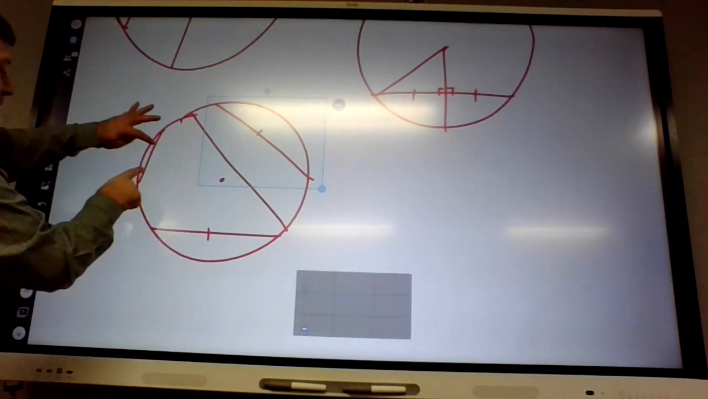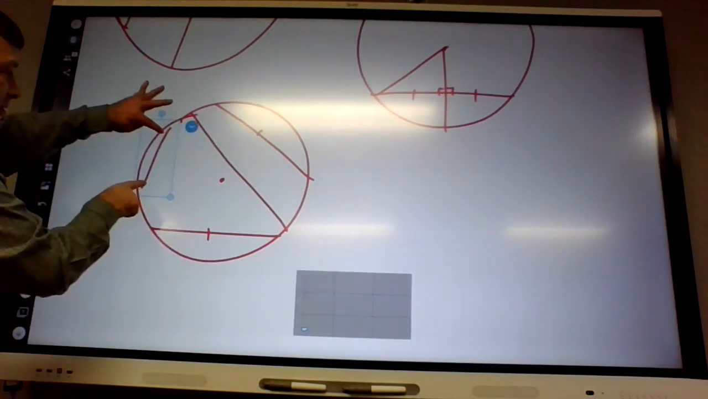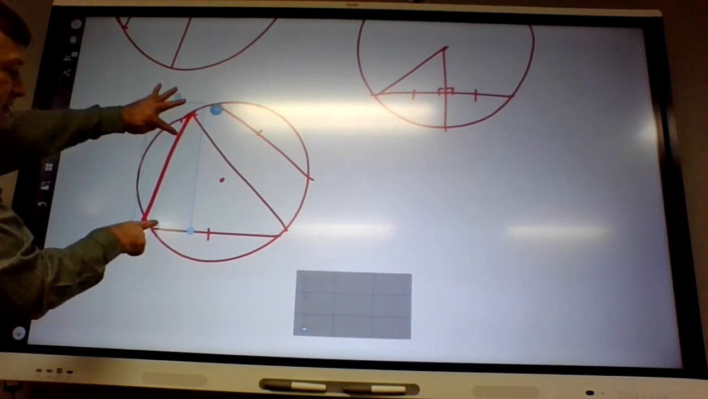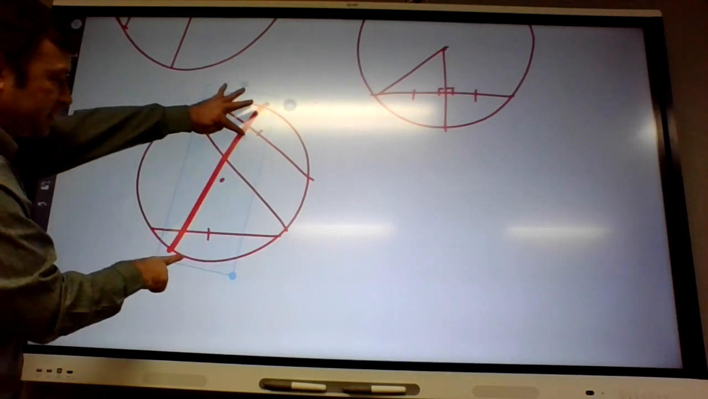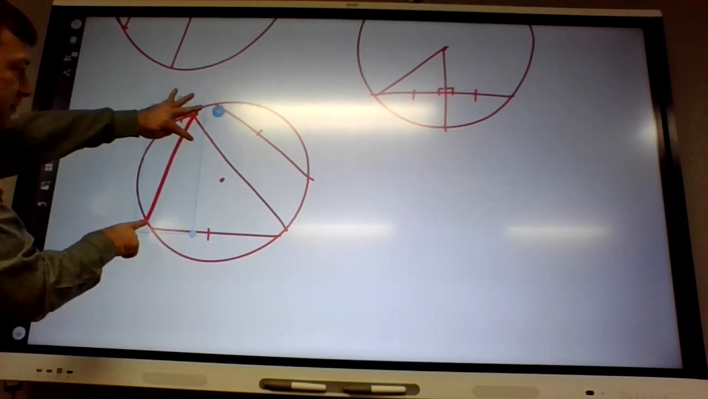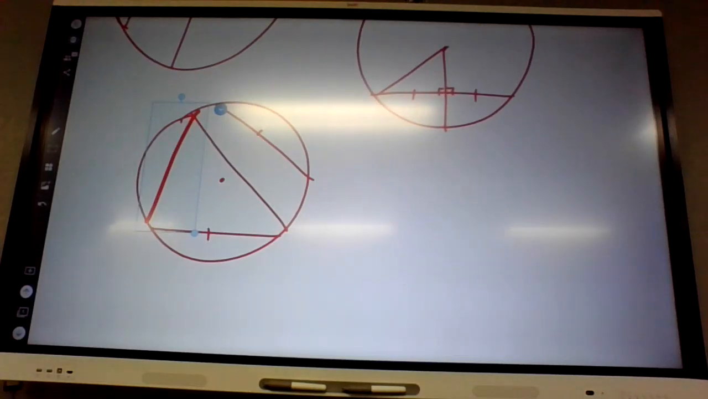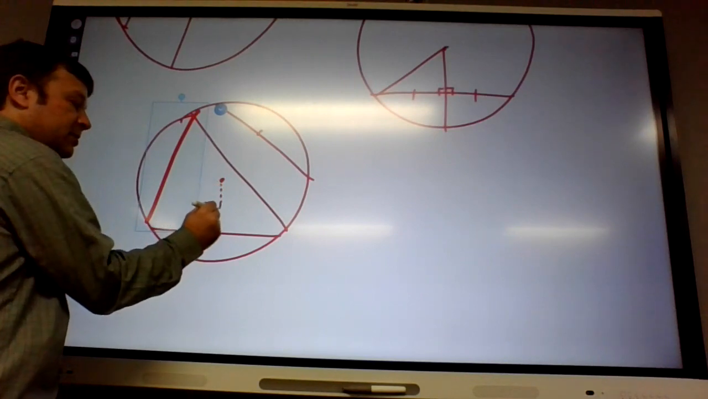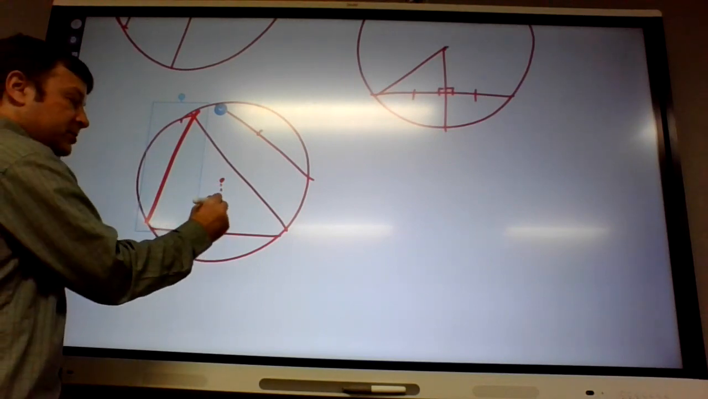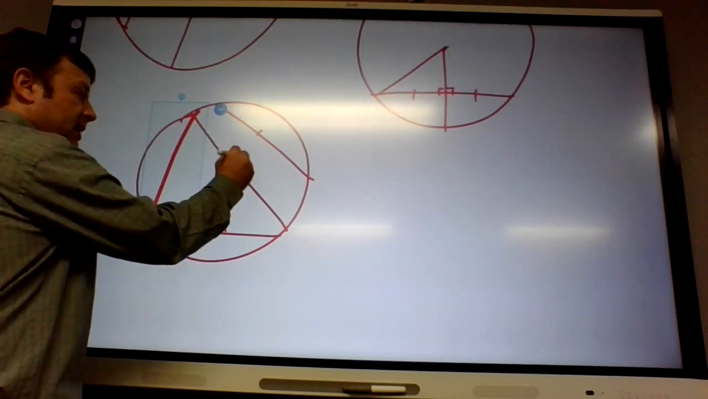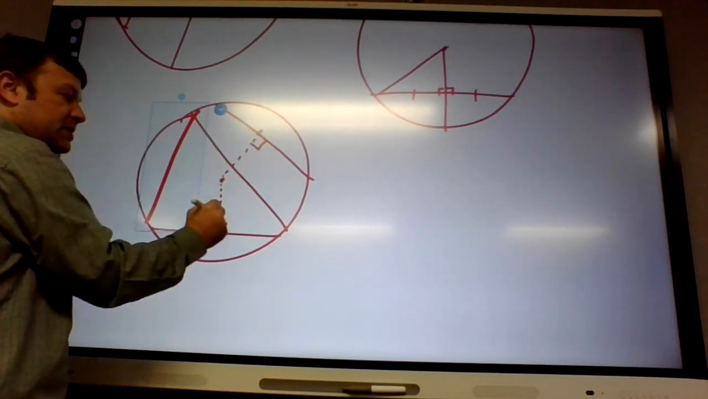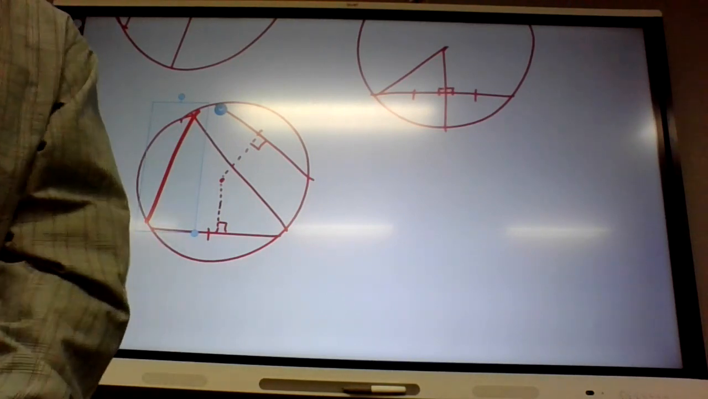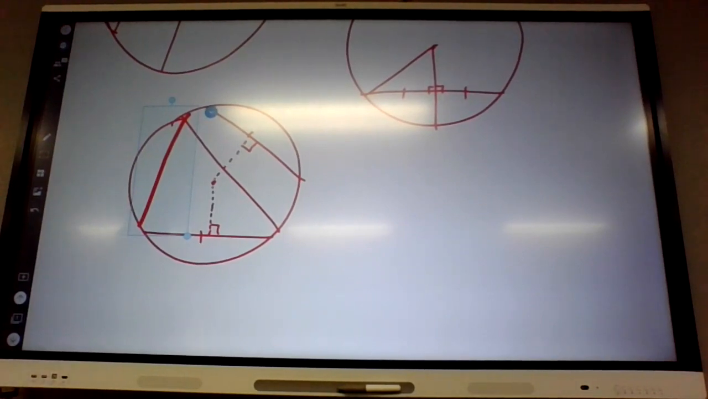Okay, if I made this chord longer, it would have to get closer and closer to the center. So as they get bigger and bigger, if they're the same distance from the center, they're the same length. Okay, so how do you measure distance from the center, by the way? You just draw a perpendicular line, kind of like the radius we were talking about, and whatever that length is, that's the distance from the center. Okay, all right.